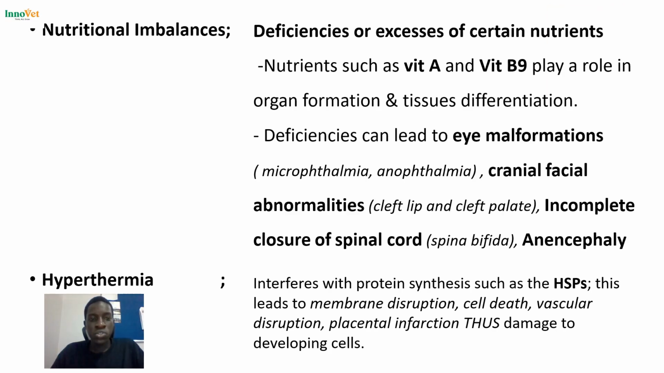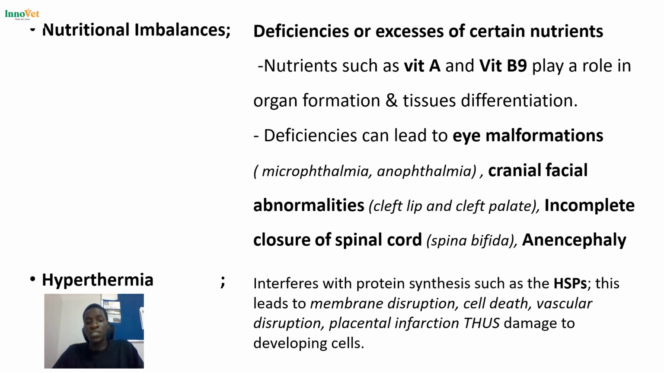The other cause of congenital abnormalities is the nutritional imbalances. So these can either be deficiencies or excesses of certain nutrients, especially nutrients like vitamin A and vitamin B9. We very well know that these play critical roles in development through influencing organ formation and tissue differentiation.